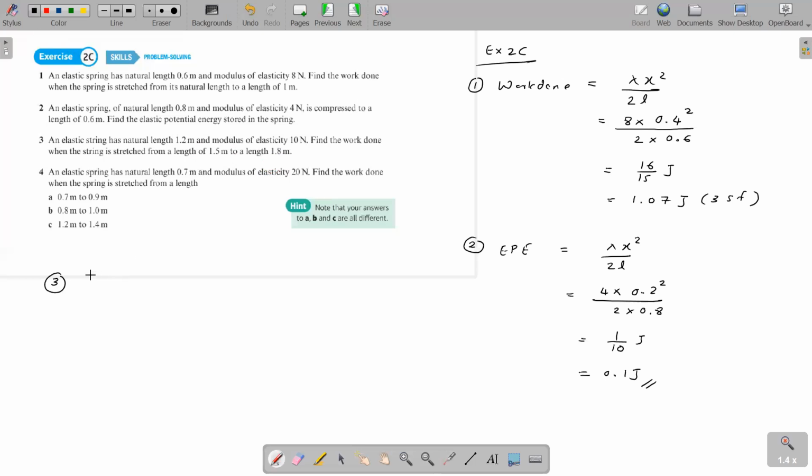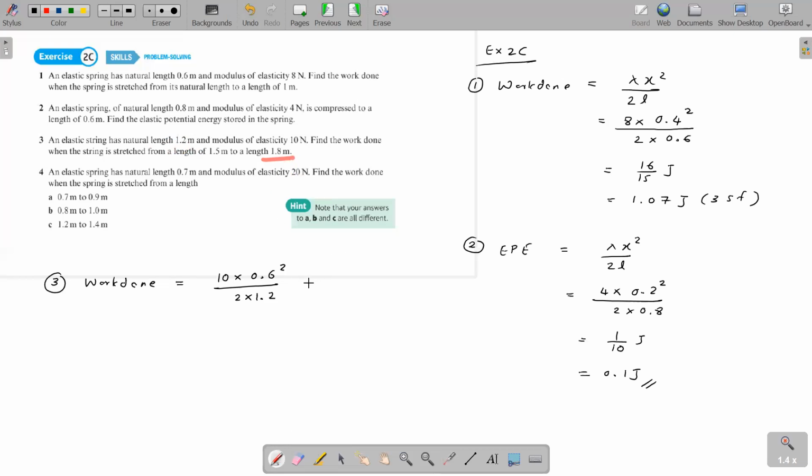So calculate the work done in stretching the string from 1.5 to 1.8. So lambda x square over 2L. What is lambda? The lambda value is 10. Extension, I'm going to start with the higher one. So over here at 1.8, what is the extension? 1.2 to 1.8. Can I know the extension? 0.6. Lambda x square over 2L. L is 1.2. So this is the work done in stretching the string from natural length to 1.8. Are you with me? This is the work done in stretching the string from the length 1.2 to 1.8.